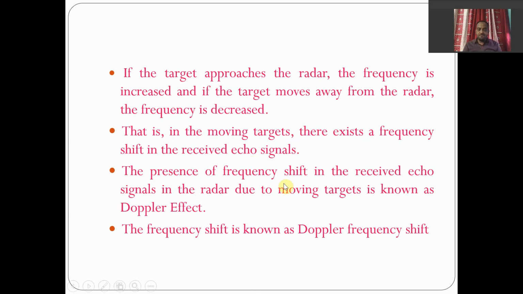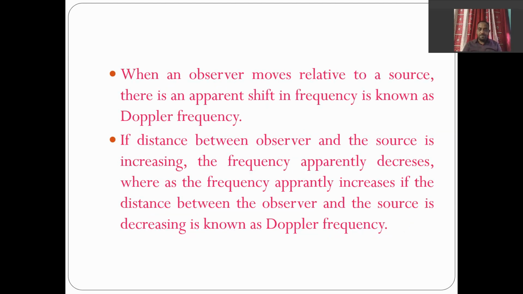The presence of frequency shift in the received echo signal in the radar due to moving targets is known as the Doppler effect. Moving targets cause a frequency shift in the transmitted signal. That is because of the Doppler effect. When an observer moves relative to a source, there is an apparent shift in the frequency, which is known as the Doppler effect or Doppler frequency.